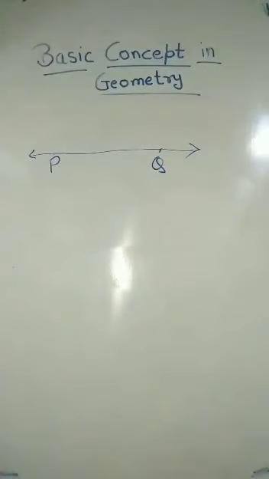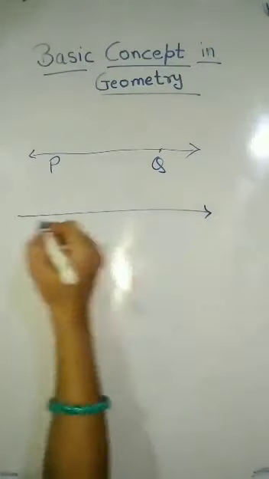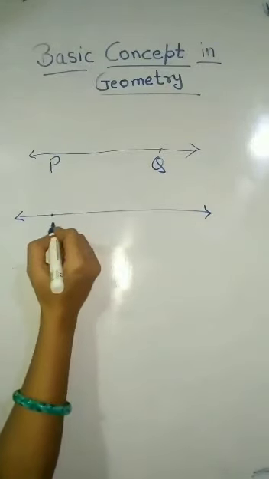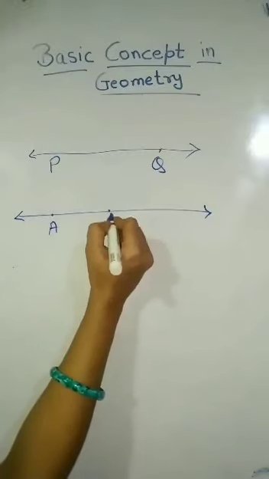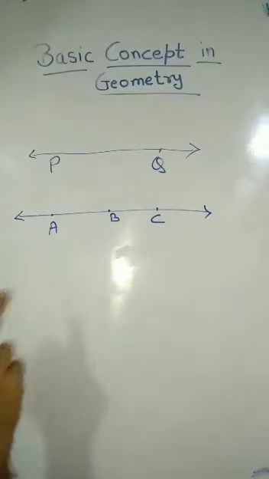Okay, now next is the collinear points. Collinear means if three or more points which lie on a single straight line are said to be collinear points. If I say this is a line, and in this line the point A, point B and point C are there, then points A, B, C are called the collinear points.